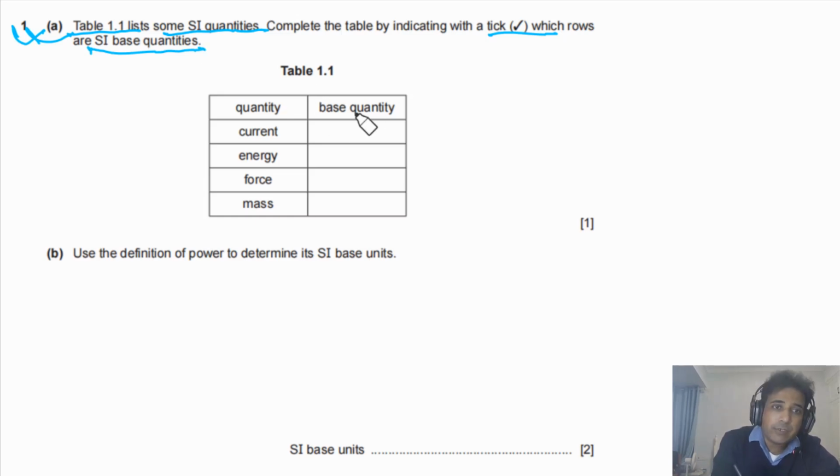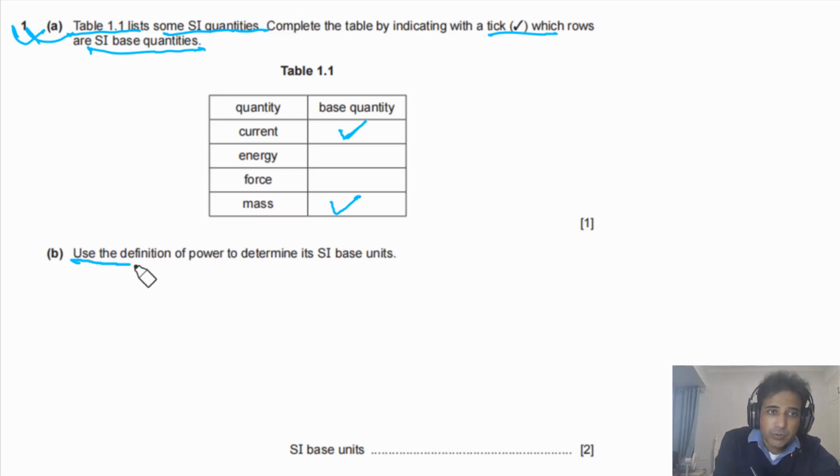So if you look at the given table, current is an SI base quantity, energy is a derived quantity, force is also a derived quantity, and mass is an SI base quantity. So you simply have to take current and mass.